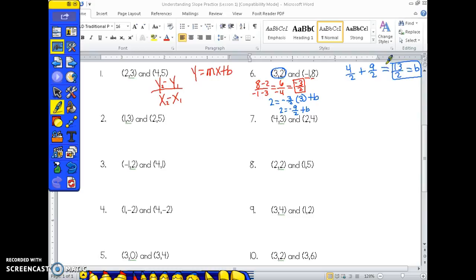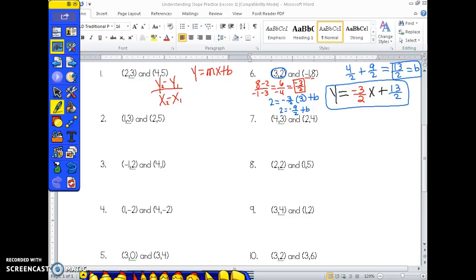Once you've identified your b and your y-intercept, you're going to write your equation. Y equals m, which is negative 3 halves, that's my slope, x plus 13 halves is my y-intercept. That is my equation. So let's try another one.